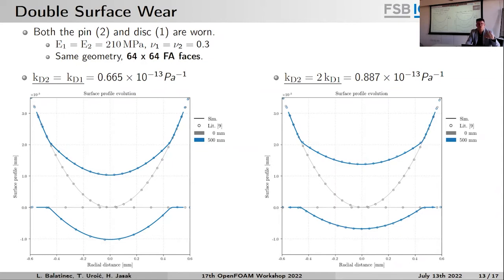We have the initial starting profile, and then the same profile again after 500 millimeters of sliding distance. On the left-hand side, you can see that the pin is less severely warped than on the right-hand side because it has a smaller dimensional wear coefficient. While for the disk, the situation is reversed. It shows more wear on the left than on the right.